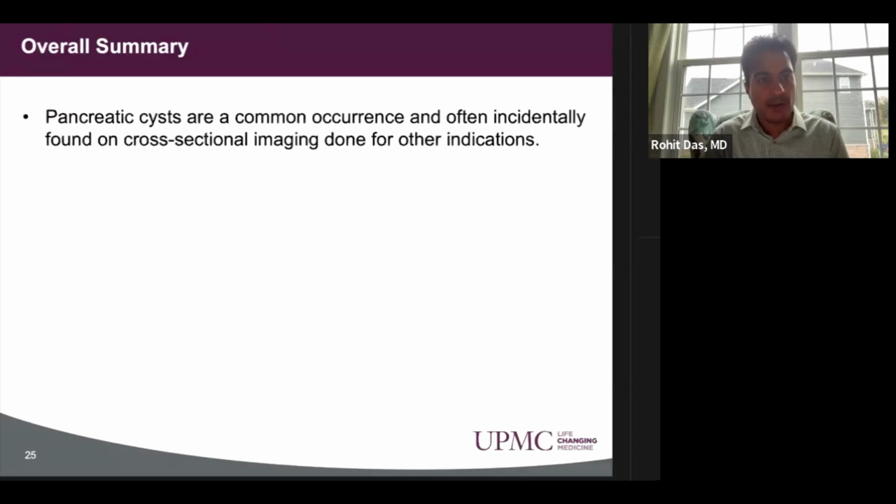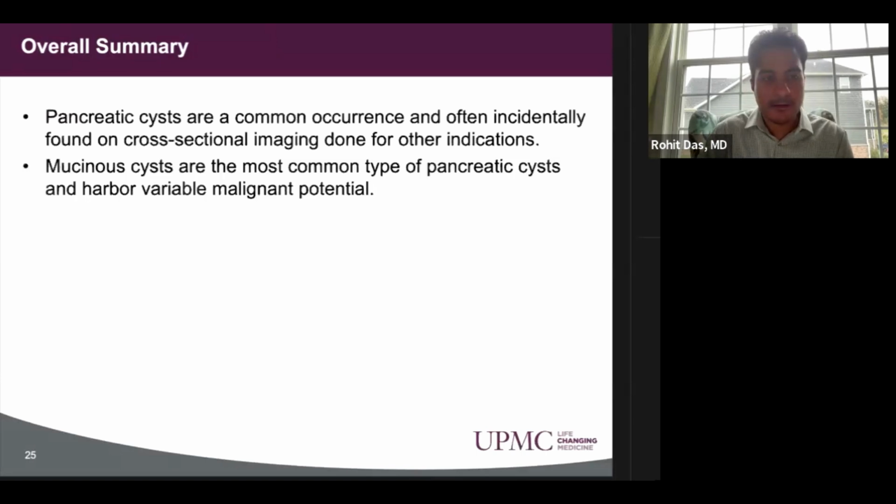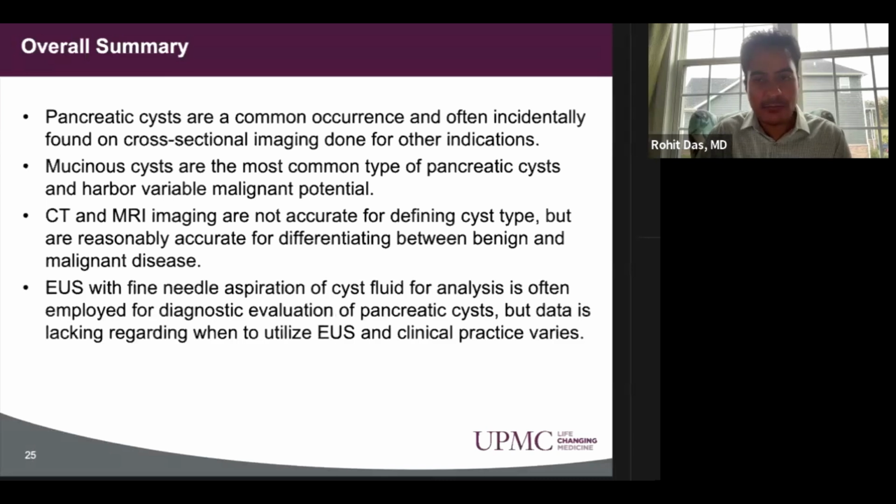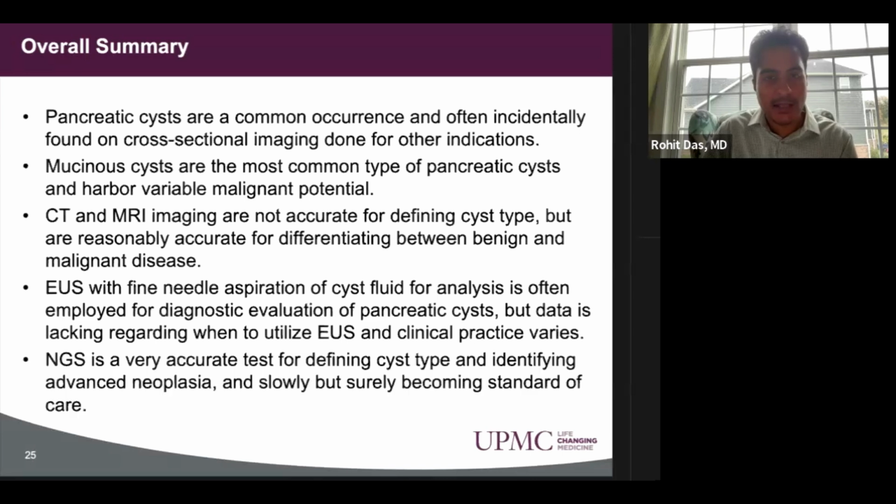So as an overall summary, pancreatic cysts are a common occurrence and often incidentally found on cross-sectional imaging done for other indications. Mucinous cysts are the most common type of pancreatic cysts and harbor a very variable malignant potential. CT and MRI imaging are not accurate for defining cyst type, but are reasonably accurate for differentiating between benign and high-risk disease. EUS with fine needle aspiration of cyst fluid analysis is commonly employed for diagnostic evaluation of pancreatic cysts where available, but data is lacking in regards to when to best utilize this diagnostic tool, and clinical practice does vary. And then finally, NGS is a very accurate test for defining cyst type and identifying advanced neoplasia, and slowly but surely becoming the standard of care in diagnostic evaluation of pancreatic cysts.